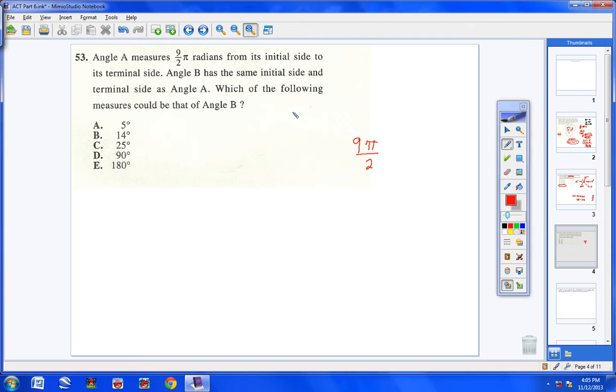Now here are some things that I notice, okay? Watch carefully. First of all, I notice that all of my answers are in degrees. So in case you have forgotten how to convert radians to degrees, let me remind you, you always multiply radians by 180 over pi. You need to know that for the test.